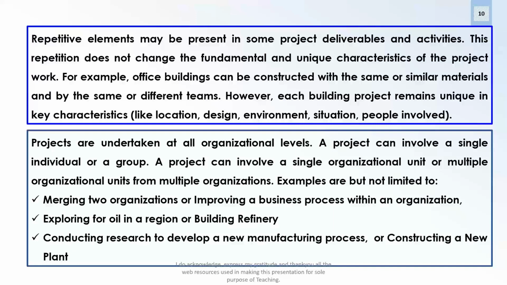Projects are undertaken at all organizational levels. A project can involve a single individual or a group. See, in general, these projects are taken by the organization. So we'll construct a plant. I think that is the easiest example to understand and visualize the concept, correct? So in that case, a project can involve a group, but it is an organizational approach. It could be by an organization which needs that project but doesn't have the capability. So they may have to involve other companies, agencies, contracting companies, or construction companies to do that work for them.